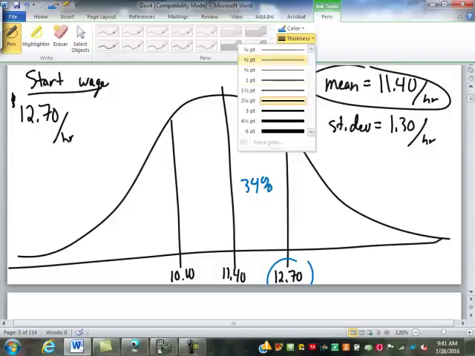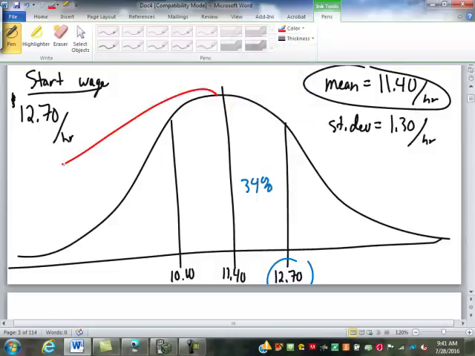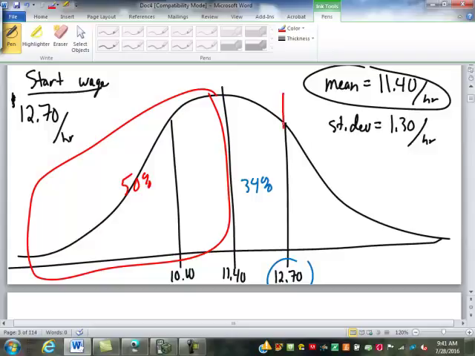Now, I'm not going to fill in the percents over on this side. What do I know these percents have to add up to? 50%. How do I know that? It's half the curve, right? Symmetrical. Half of 100% is 50%. So that starting salary, that starting wage of $12.70 an hour is better than 87% of people in that area. I would probably be happy with that. Not 87, 84%, sorry. 84% of people in that area. Still, I'd be happy with that.